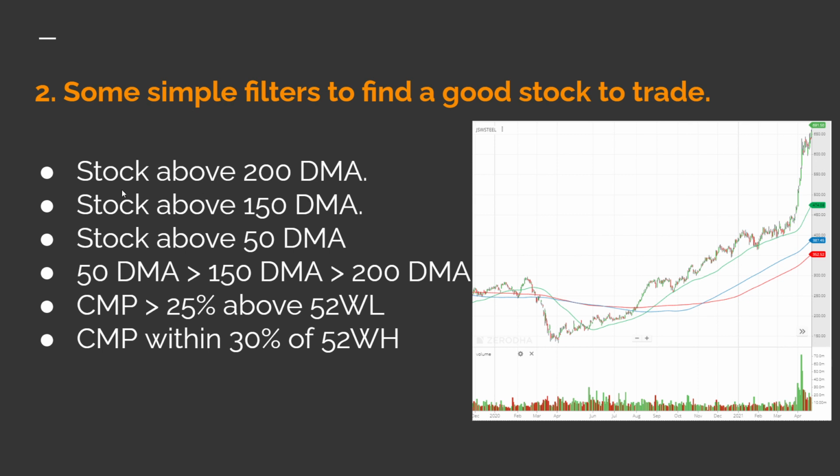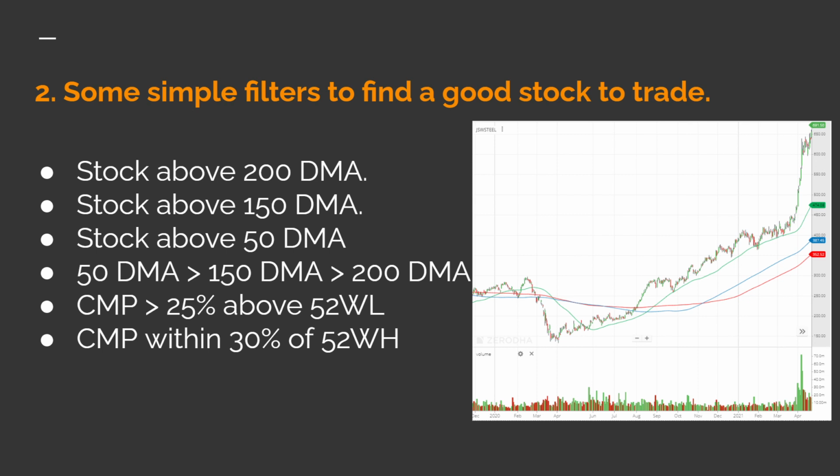Okay, so here it is. What does this DMA mean? DMA means day moving average. So for me to trade any stock, the first thing I check is if it is above its 200-day moving average, and it should also be above the 150-day moving average and the 50-day moving average. The 50-day moving average should be above 150, which should be above the 200-day moving average.